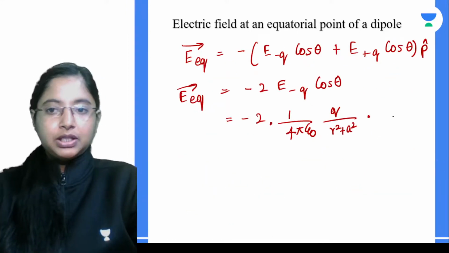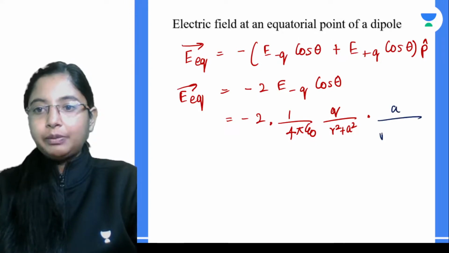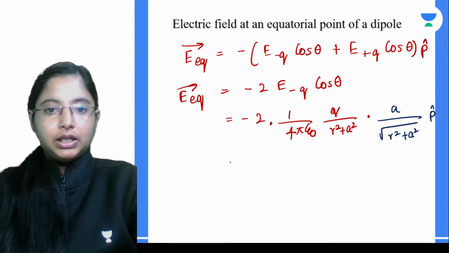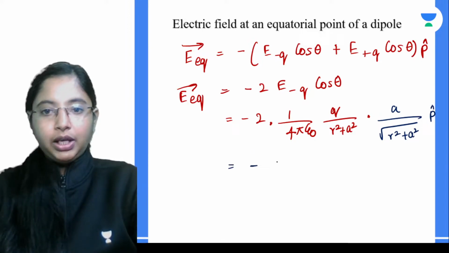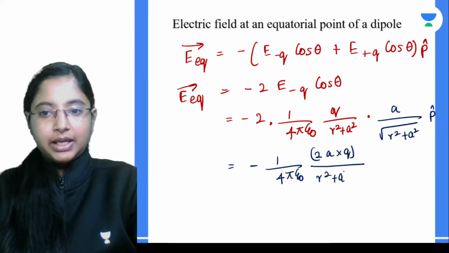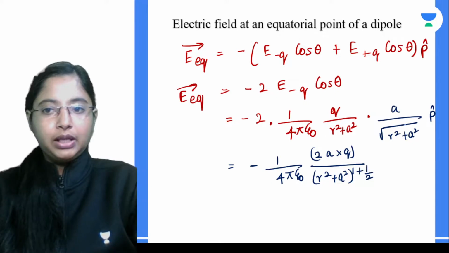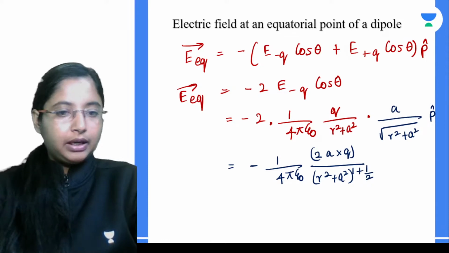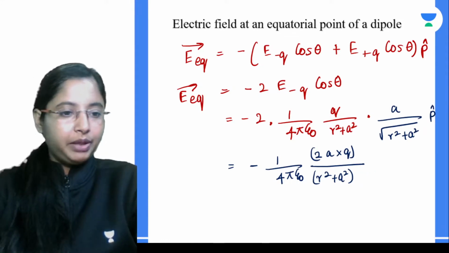Now we will substitute the same over here. This is nothing but a divided by root of r square plus a square, into p cap. So we have minus 1 by 4 pi epsilon naught, again a quantity 2a into q, divided by these two terms. We have r square plus a square to the power 1, and this is to the power 1 by 2, so we can add them. If you add 1 plus 1 by 2, this ends up becoming 3 by 2.